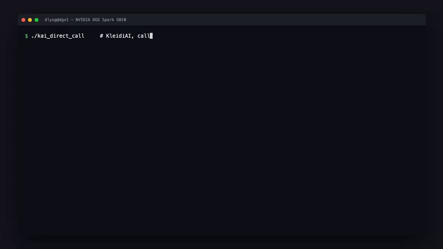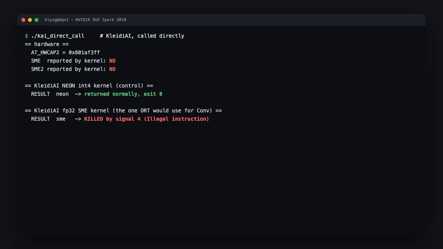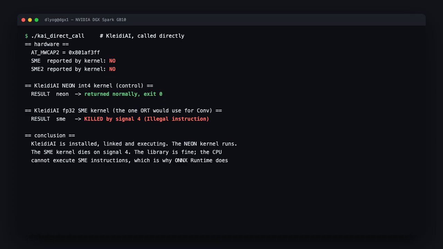That matters because ONNX Runtime puts every single kleidiai kernel behind one check. Does this processor have SME? On this machine, it does not. So none of them are ever used. But reading a gate is not the same as testing one. So I installed kleidiai from ARM's own repository, compiled two of its kernels into one program, and called them directly with ONNX Runtime out of the picture.